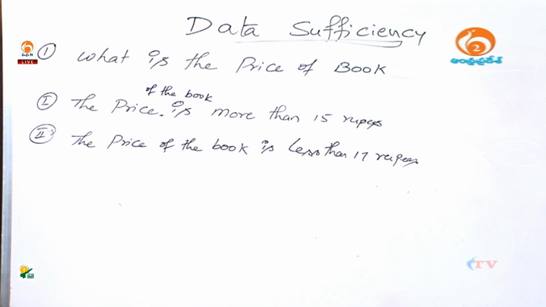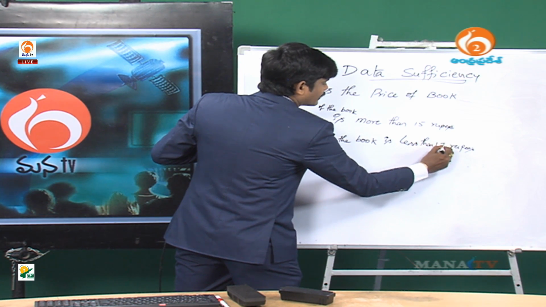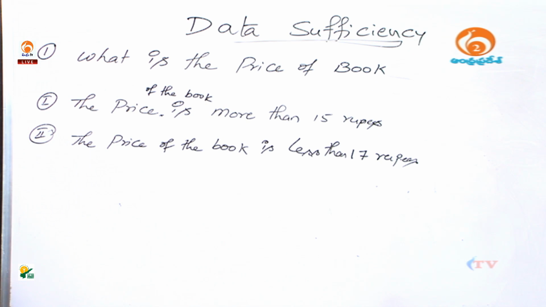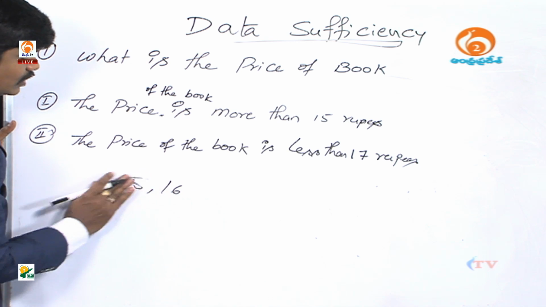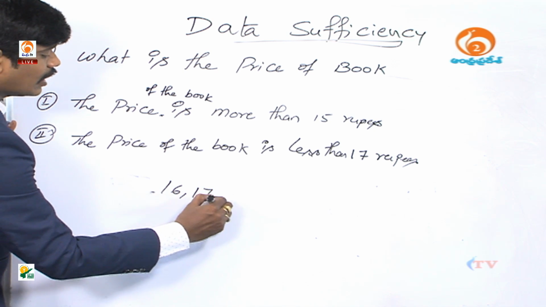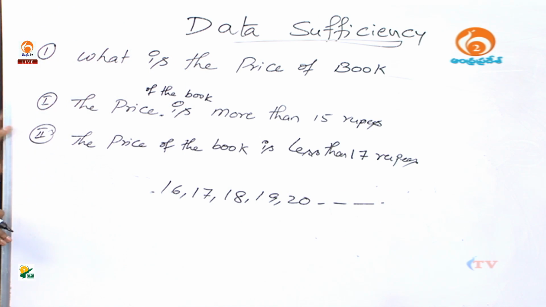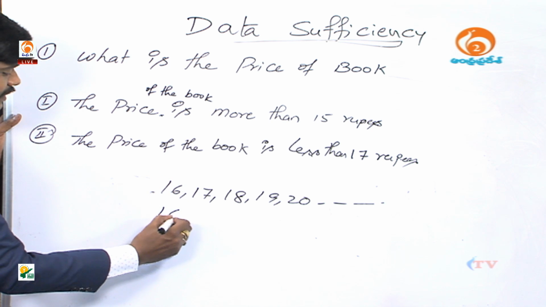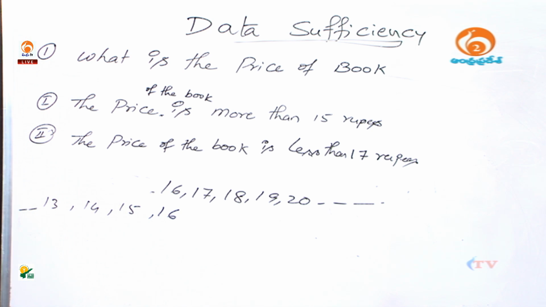So what is the question? What is the price of the book? The price of the book could be 10 rupees or 15 rupees or 20 rupees or 100 rupees, even 1000 rupees is a possibility. But in the given conclusions, the price of the book is something specific, right. From the first conclusion, the price of the book is more than 15 rupees. More than 15 means 16 or 17 or 18 or 19 and 20 and so on. And next, from the second conclusion, the price of the book is less than 17 rupees. Less than 17 means 16 and 15 and 14 and 13 and so on, in decreasing order, right.